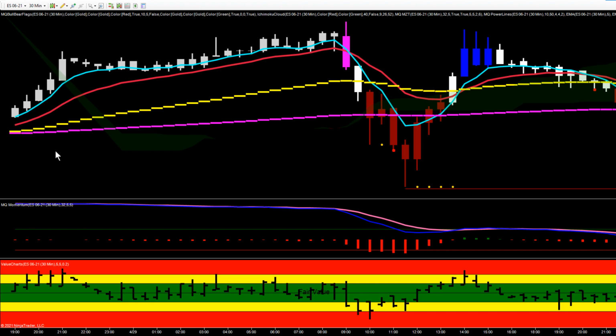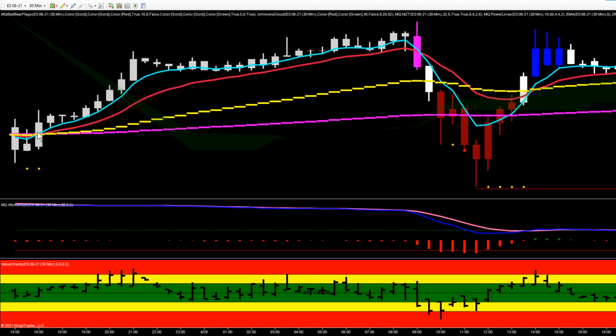This is our 30-minute chart. The cyan line is our 5 EMA. The red line is our 13 EMA. The yellow hash is our 50 EMA, and the purple hash is our 200 EMA. And you can see that as long as the 5 and the 13 are crossed to the upside, and especially when the 50 and the 200 are in alignment, we're looking to take our long trades.